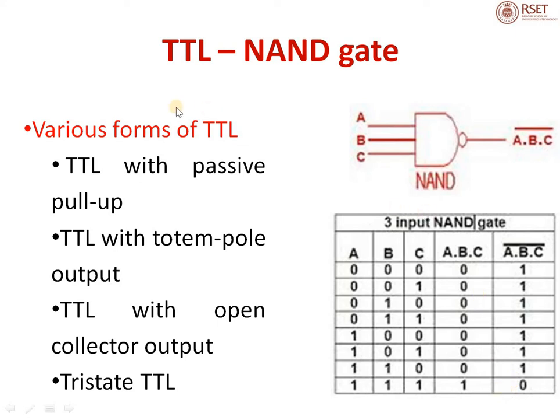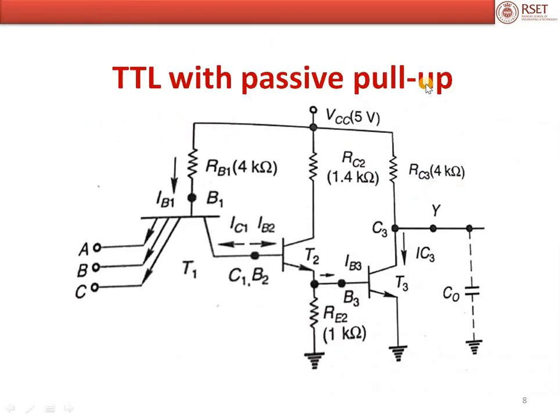Next we will see the working of TTL as a NAND gate, starting with TTL with passive pull-up. This is the internal circuit, which is made up of transistors and resistors. It consists of 3 transistors T1, T2 and T3, where T1 has multiple emitter terminals through which we give the inputs, say A, B, C. Its collector is connected to the base of transistor T2, and the emitter of T2 is given as input to the base of transistor T3.